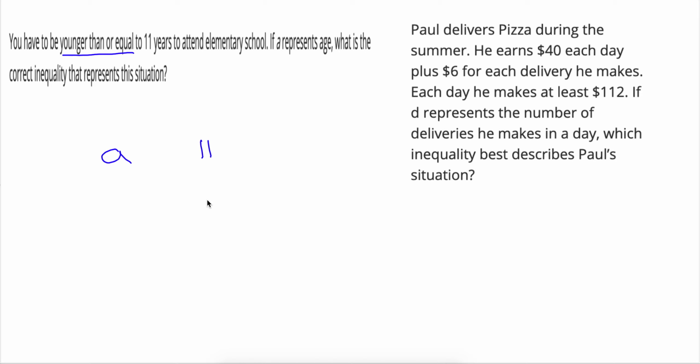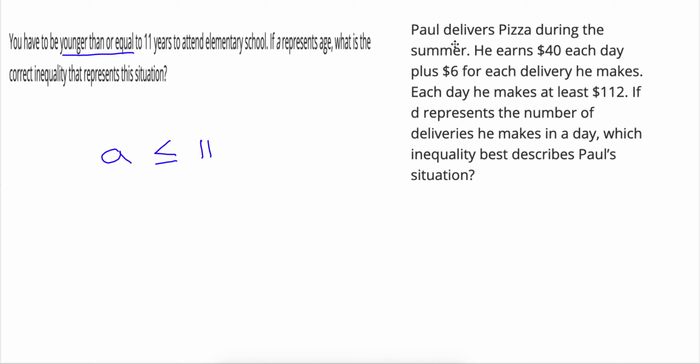So what numbers are younger than or equal to 11? Well, 11 is equal to 11. What number is younger than 11? 10, 9, 8, so on and so forth. So A has to be less than or equal to 11. Okay, any number. Okay, it can't be -1, obviously, but -1 is less than or equal to 11, but age-wise, I can't be there.